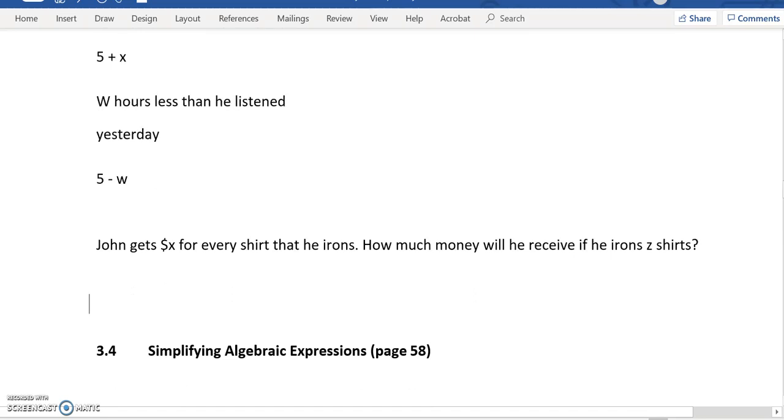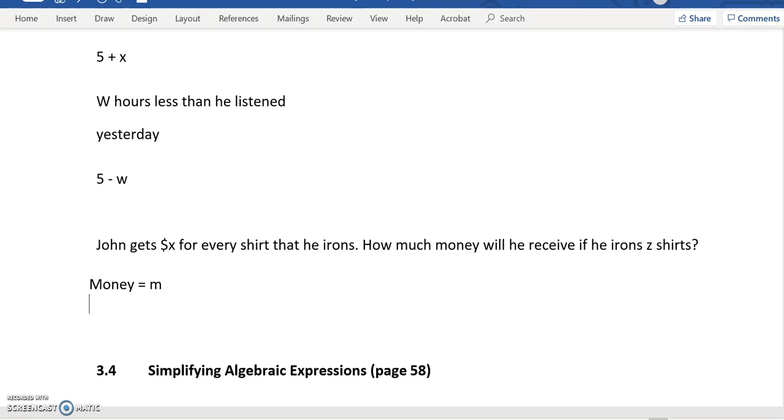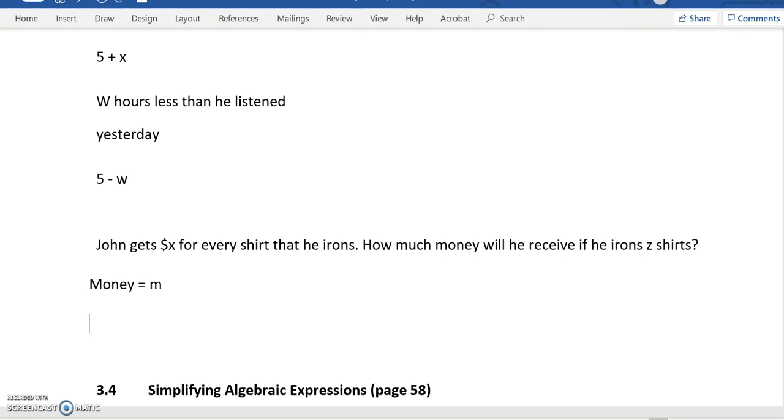John gets X dollars for every shirt he irons. How much money will he receive if he irons Z shirts? So let's let money equal M. And if you think about this, logically, he's going to get X dollars multiplied by the number of shirts he irons. It's a little bit like saying if he was given $5 for each shirt, he irons 10 shirts. He's going to get 5 times 10 is 50.